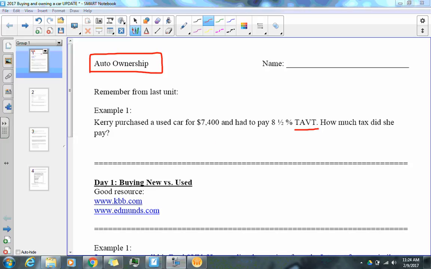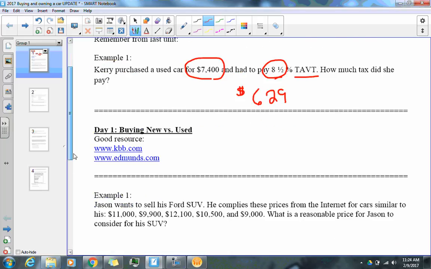So Carrie purchased a used car for $7,400, and the TAVT, the tax, was 8.5%. Very simply, I'm just going to take 7,400 and multiply it by 8.5%. Of course, always move the decimal, so it'll be 0.085, and you end up with $629. Pretty simple. Let's dive into example number one.